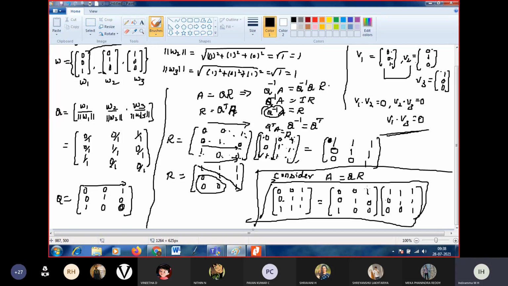Can you check? First row, first column: 0, 0, 0, 0, so you will get 0. See, this is a lower triangular matrix. A is a lower triangular matrix. Okay, we got 0 here. First row, second column: 0, 0, 0. As 0 we got. First row, third column.